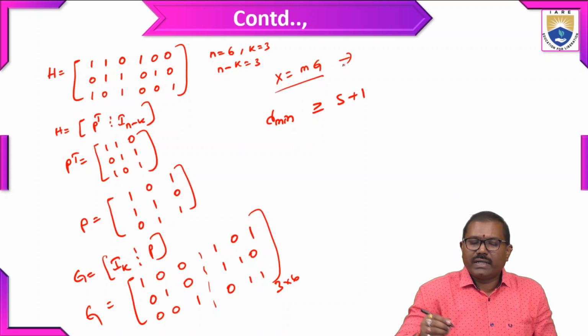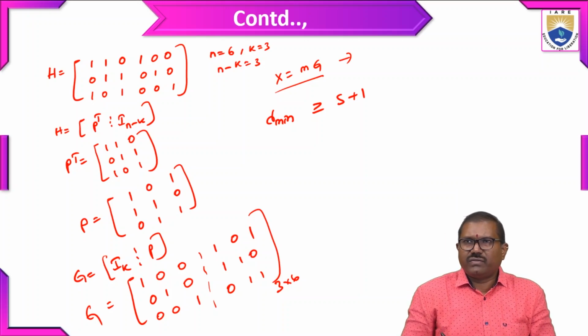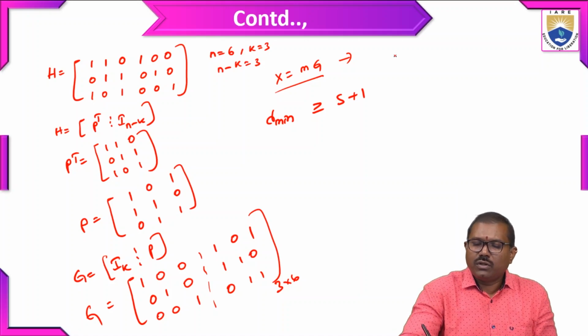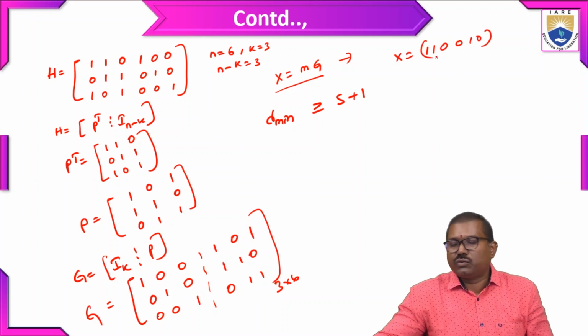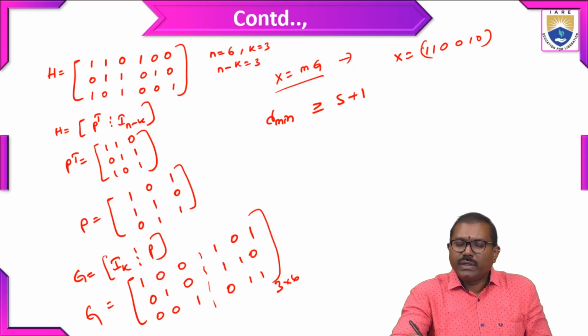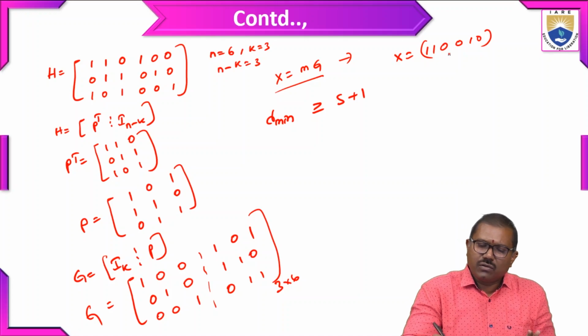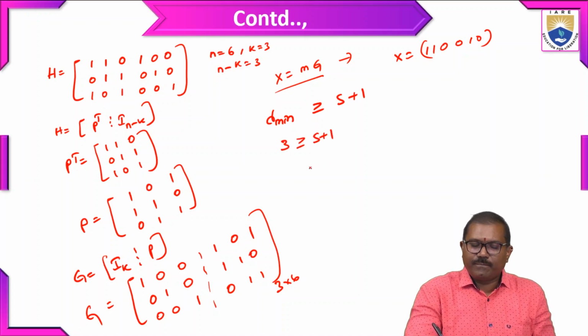How can you know this? After you get the code from x equals m into G, you can take any one and multiply. For example, my x is this one. What is the minimum weight? Minimum weight means the minimum number of ones. How many ones are there? This can also be called the weight of the code. So here 3 is greater than or equal to s plus 1.